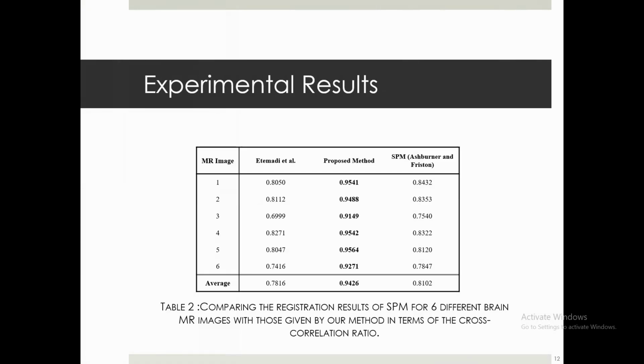For further evaluation, we also registered 6 normal brain MR images with the ICBM 152 template by using the SPM toolbox, based on the deformable registration algorithm proposed by Ashburner and Friston. These results are compared with our method in terms of the cross-correlation ratio in Table 2. As you can see, the proposed algorithm provided superior CC for all the benchmark images.